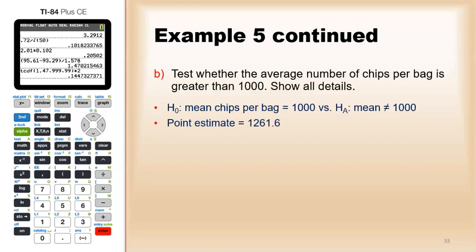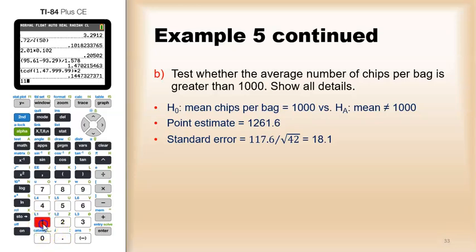The point estimate was given as 1,261.6. The standard error would be the standard deviation of 117.6 divided by the square root of the sample size. So 117.6 divided by the square root of 42. You get a standard error of 18.1.